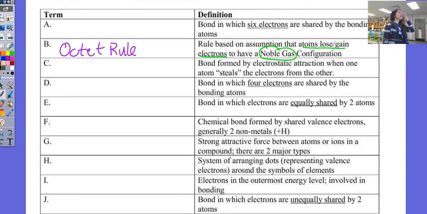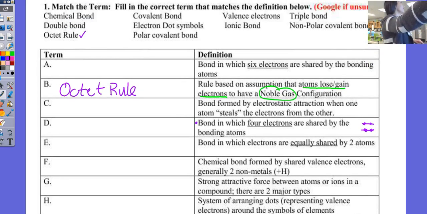This next one says, I'm going to come down to here where it says, the bond in which 4 electrons are shared by the bonding atoms. Okay, so if I think about this, I know that a bond is actually 2 dots. So that would be 2 electrons. So what if I had 4 electrons? What do we call that? Well, if I look at my choices up here, it looks like that's a double bond. So I'm going to come over here and write that that is a double bond.